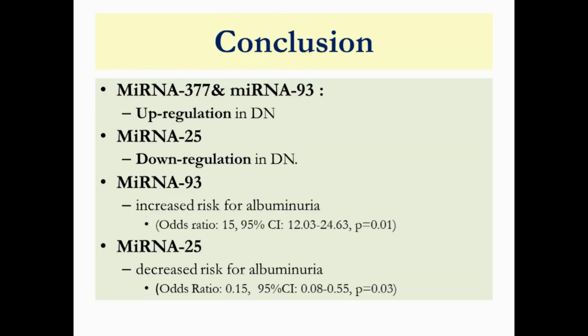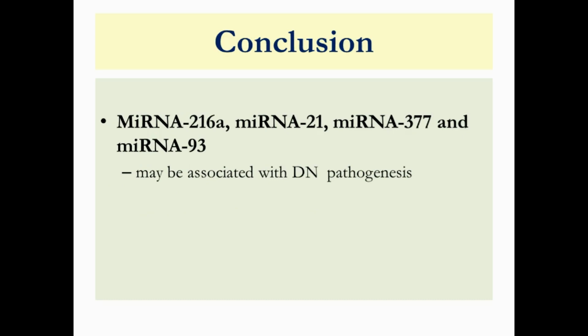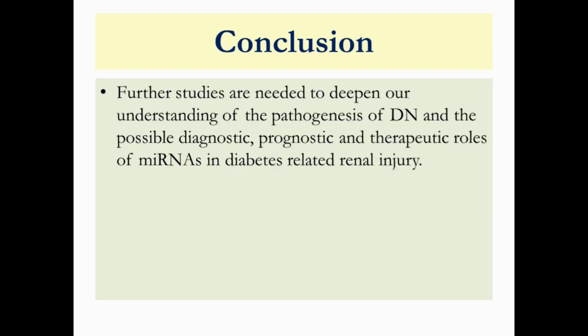So the conclusion was that we found that microRNA 377 and 93 were upregulated in the group with diabetic nephropathy. MicroRNA 25 was significantly downregulated in the same group. MicroRNA 93 showed increased risk for albuminuria, while microRNA 25 showed decreased risk for anemia. So we concluded that microRNA 216A, 21, 377, and 93 may be associated with diabetic nephropathy pathogenesis, while the microRNA 25 may have a renal role.